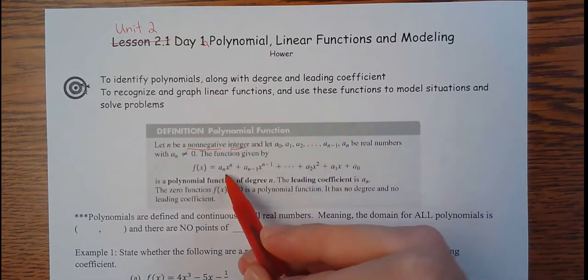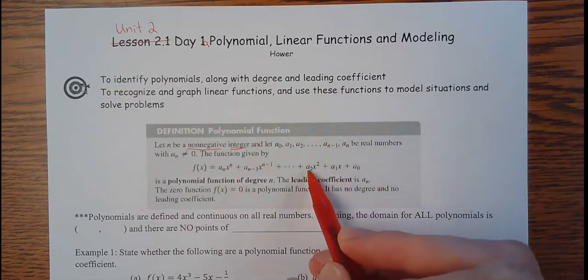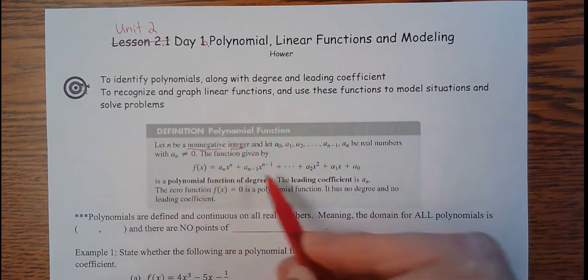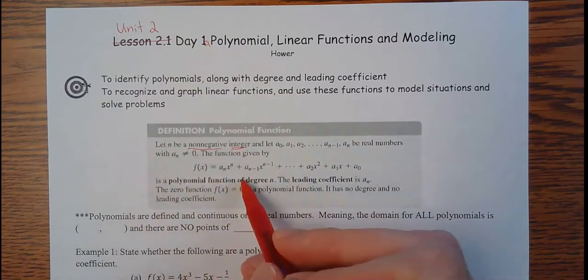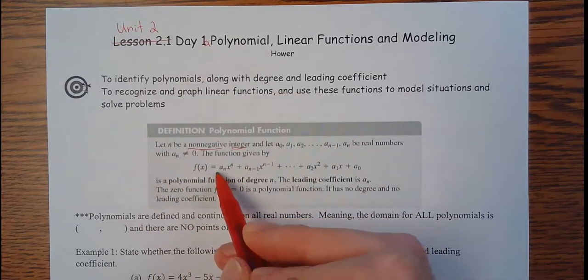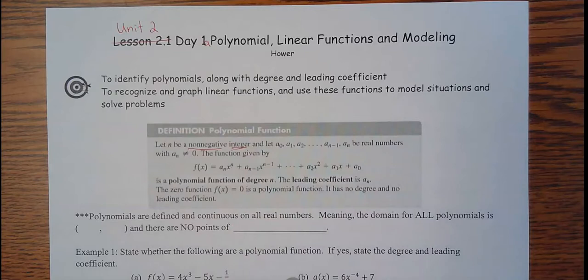And let a sub 0, which is the constant, a sub 1, a sub 2, all the way up to a sub n. So these are just all of the coefficients. All the coefficients of the terms have to be real numbers, and the first one cannot equal 0, because if it does, then that doesn't exist. 0 times anything is 0, and that term is gone. So that's the only reason they put that in there.